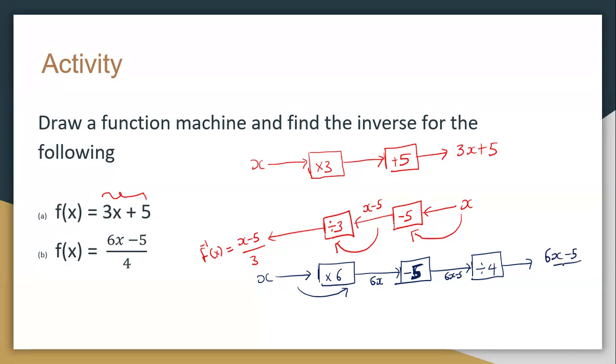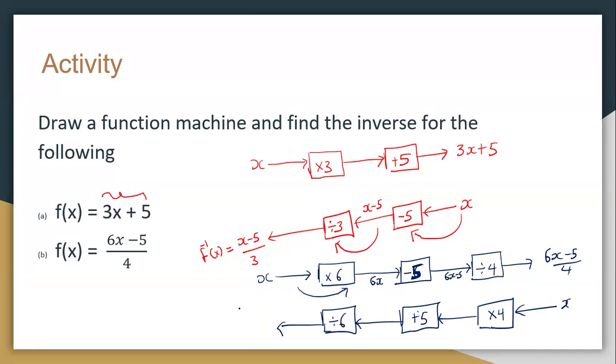Okay, can we come back? Here you had the inverse. From backwards I have times 4, plus 5, divided by 6. Okay, so what is your output? 4x plus 5 divided by 6. And this is our f inverse of x. Okay, thank you. It is correct.